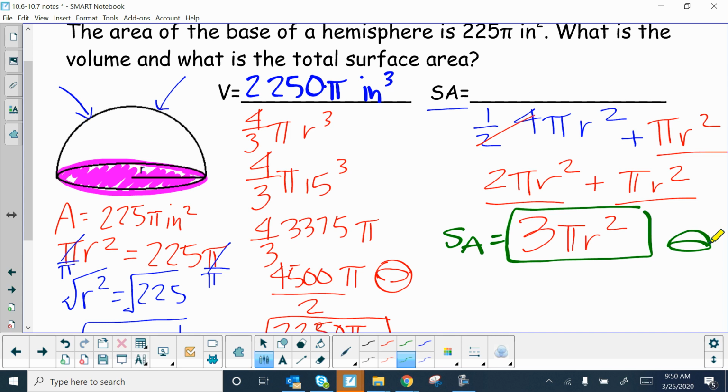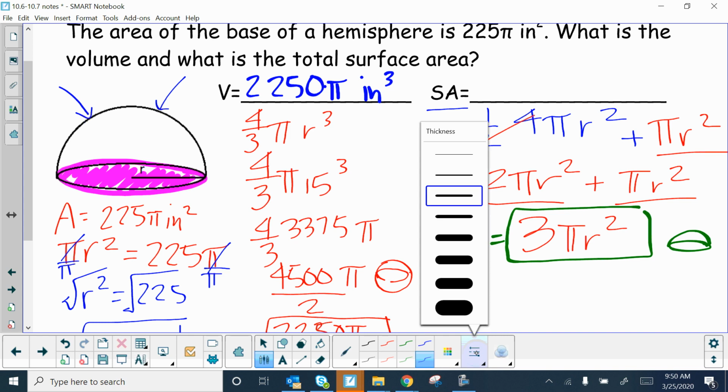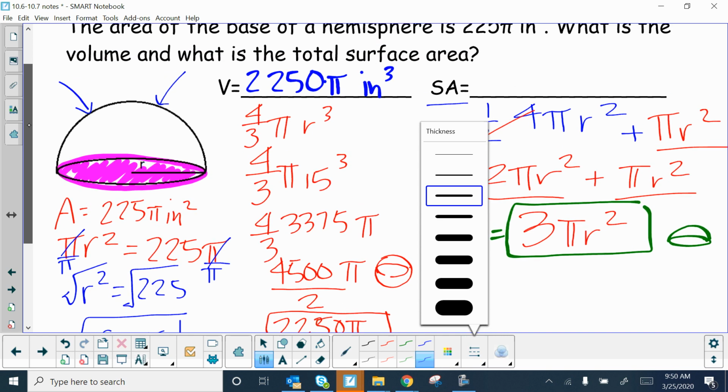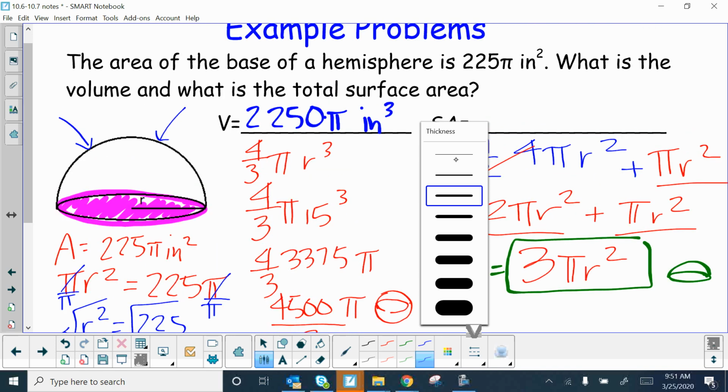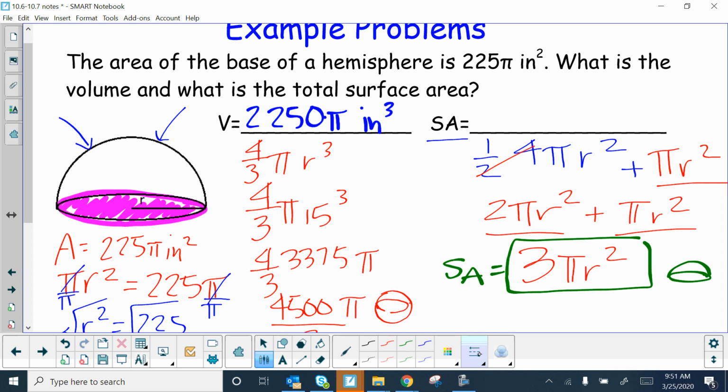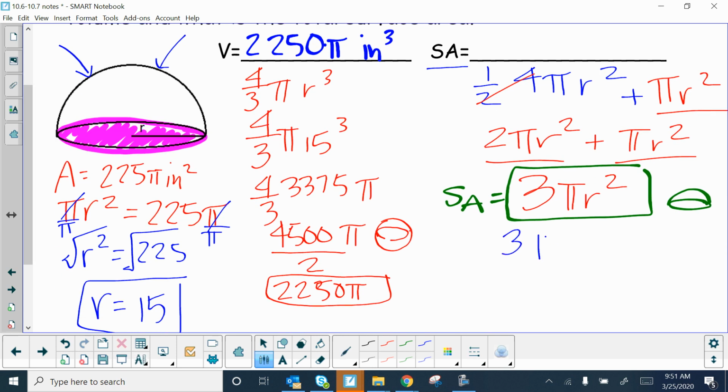So now let's put our last step to the formula. Let's see, r is what? 5? No. What was it? 15? So r is 15. So let's go ahead and do 3 times pi times 15 squared. So 15 squared is 225. 3 times 225 times pi. So 225 times 3 is 675 pi. And that is our surface area for this.